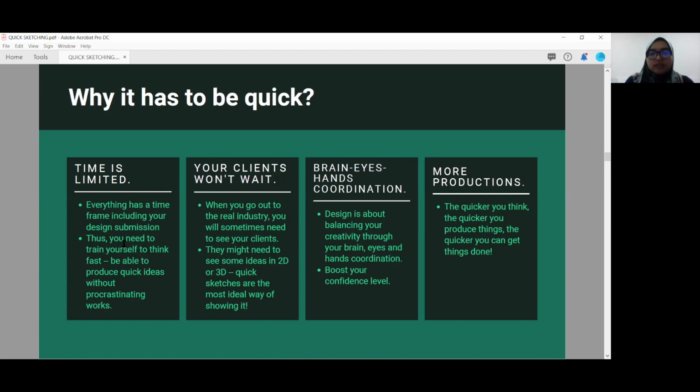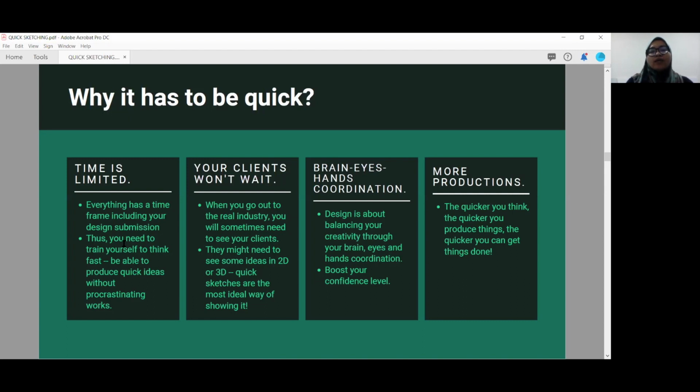Design is about balancing your creativity through your brain, eyes, and hands coordination, because it needs to be delivered to your level best. It is one factor to boost your confidence level, and another one is more production. It is very simple. The quicker you think, the quicker you produce things, the quicker you can get things done, and more things done.